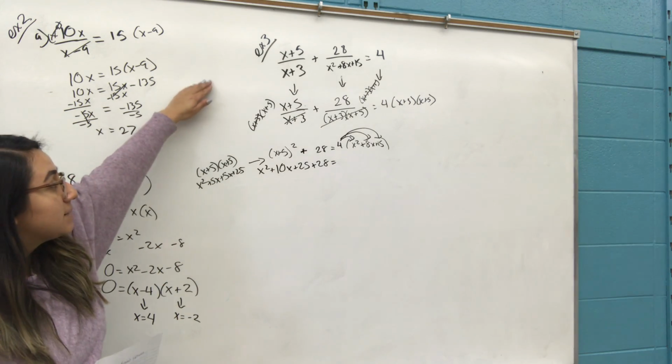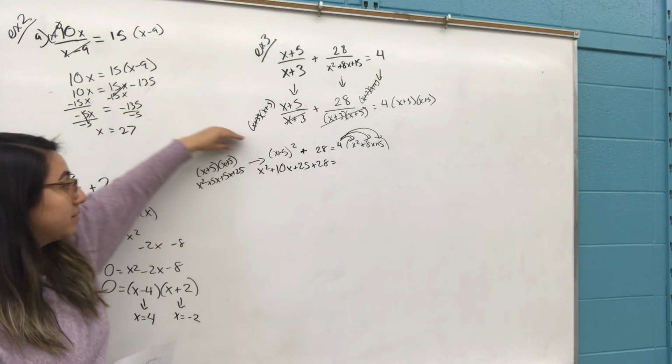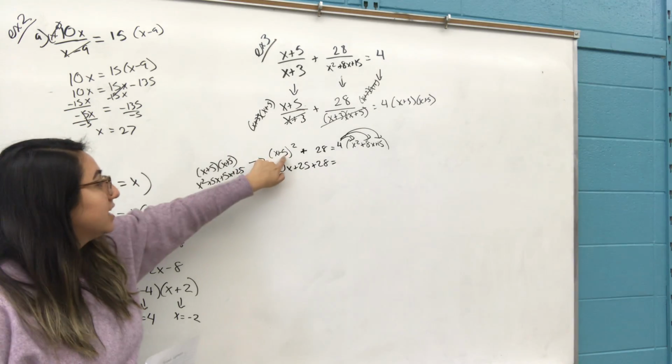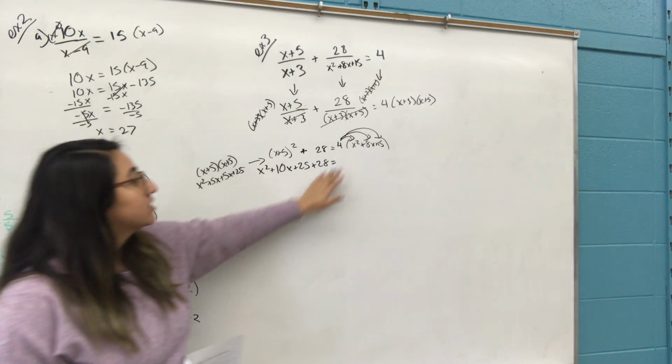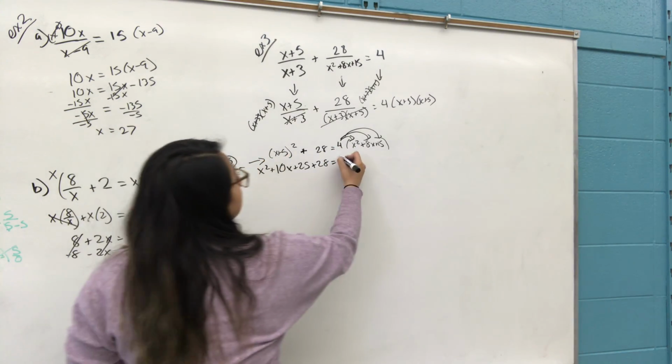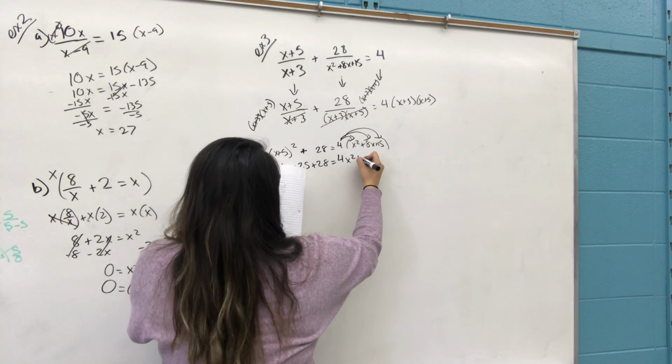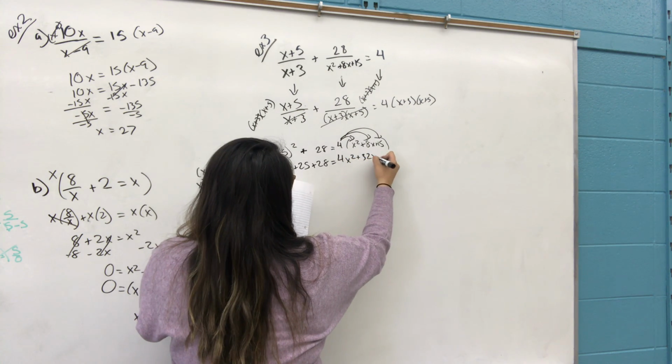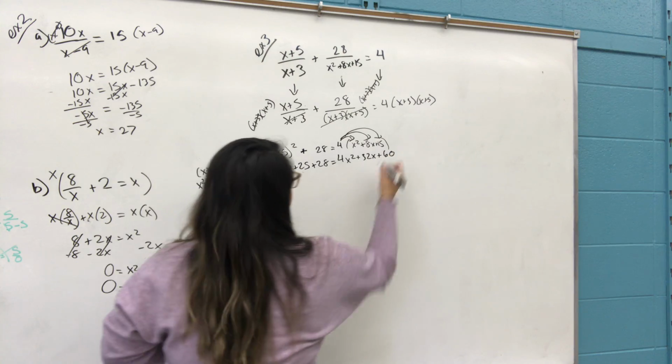So just working one step at a time, get rid of denominators. Here I'm going to simplify as much as I can. Go ahead and undo that. I got this. Go ahead and distribute that. I end up with 4x squared plus 32x plus 60.